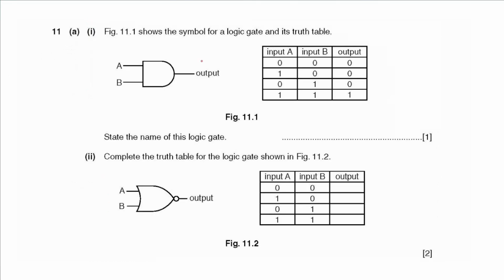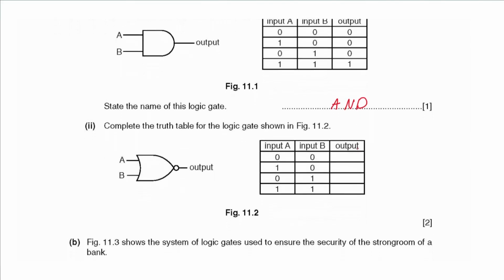Question 11 is about logic gates, which was removed from the syllabus, so you can skip this question. It says in part A1, figure 11.1 shows a symbol for a logic gate and its truth table. This is an AND gate. State the name of this logic gate, so this is the answer.